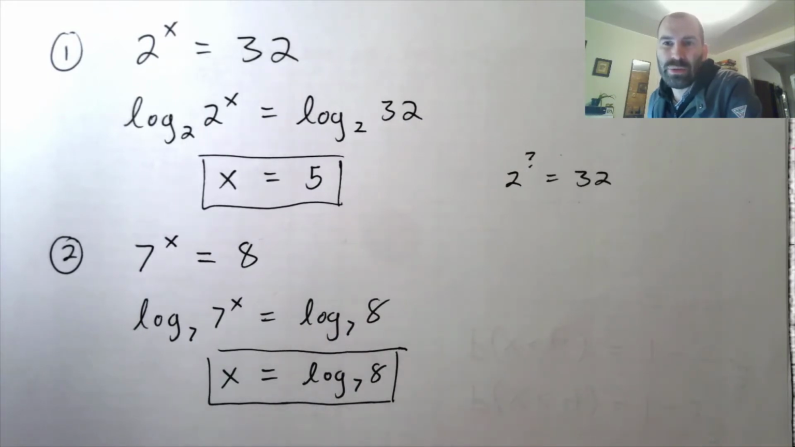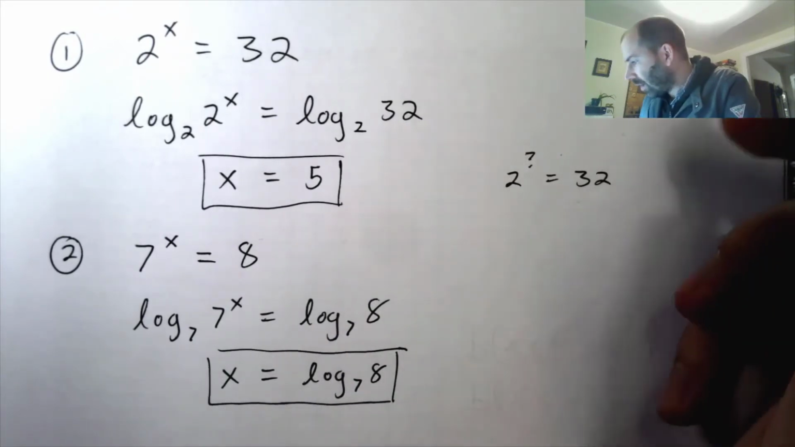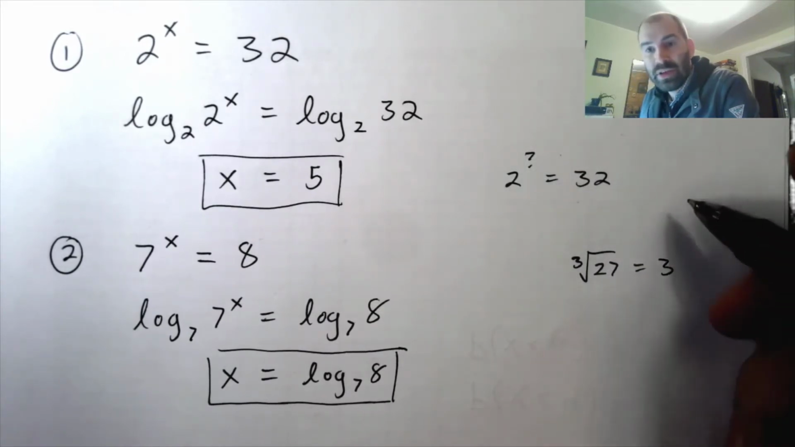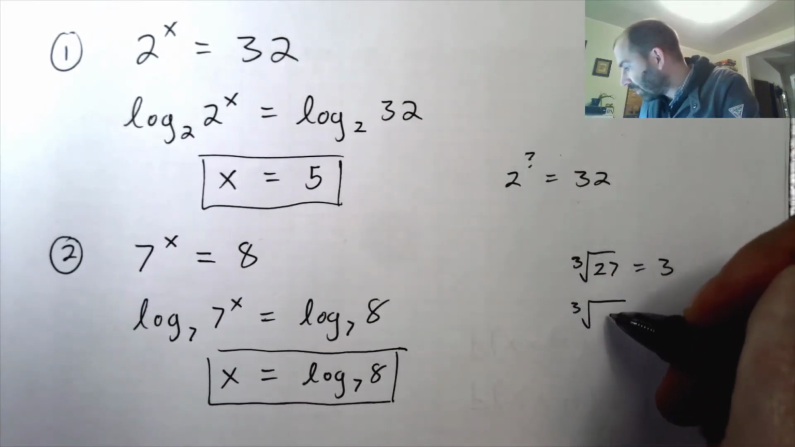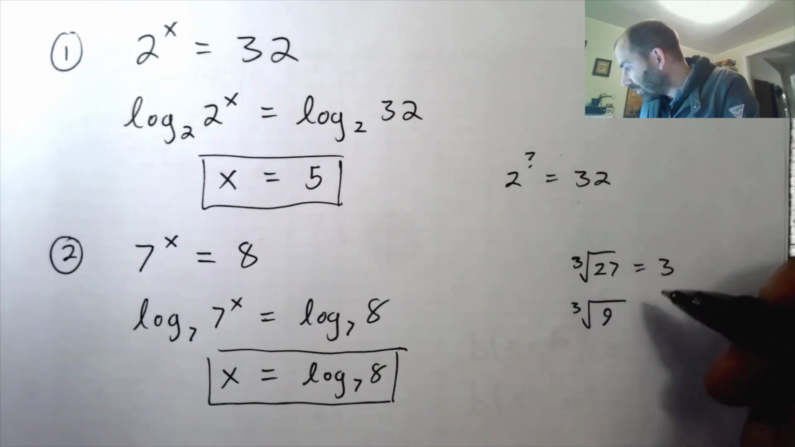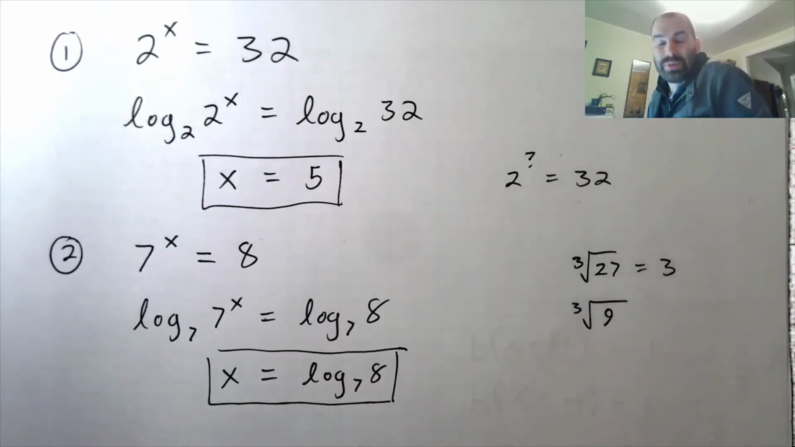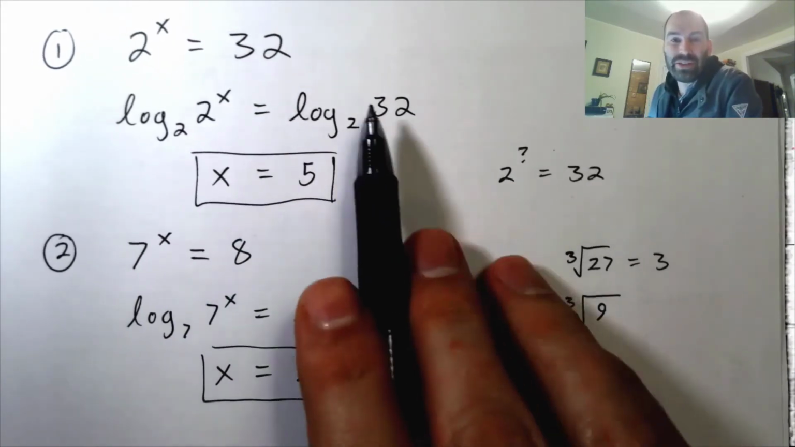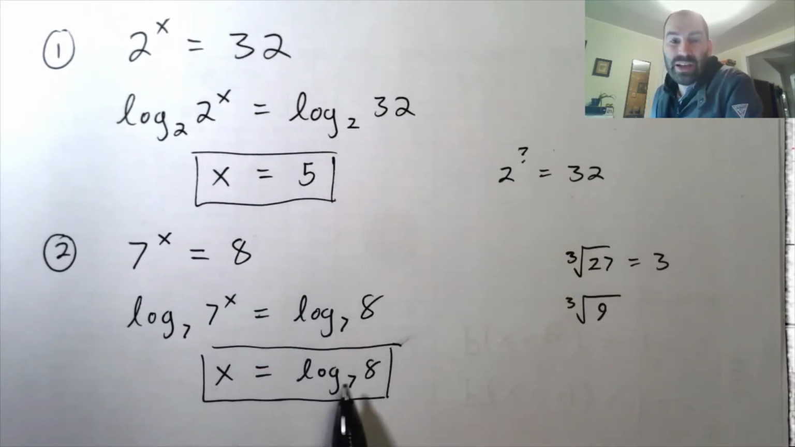It's like when you take cube roots, right? Sometimes if you take the cube root of something like 27, you can get a nice integer. But other times when you take the cube root of something like 9, you can't simplify it. You just leave it like this, right? So that's the same thing that's happening here. Sometimes you can actually compute the logarithm and get an integer answer. Sometimes you can't, so you just leave it like that. That's the simplest form.